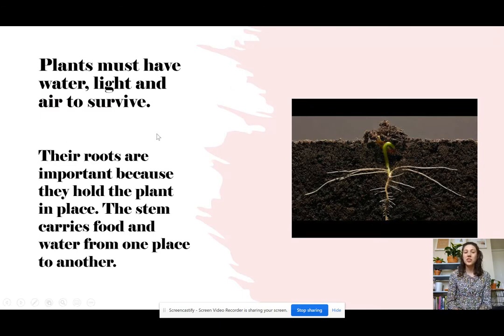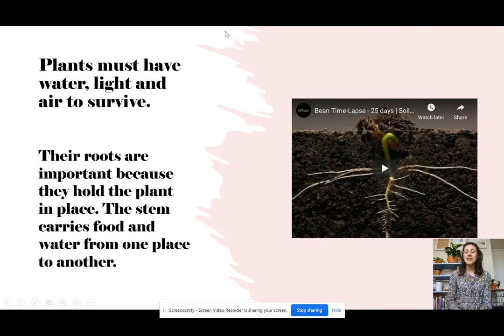Plants need a few things to be able to grow. They need to have water, light, and air to survive. Roots and plants are super important because they hold the plant in place, and they also use the stem to help carry food and water from one place to another.